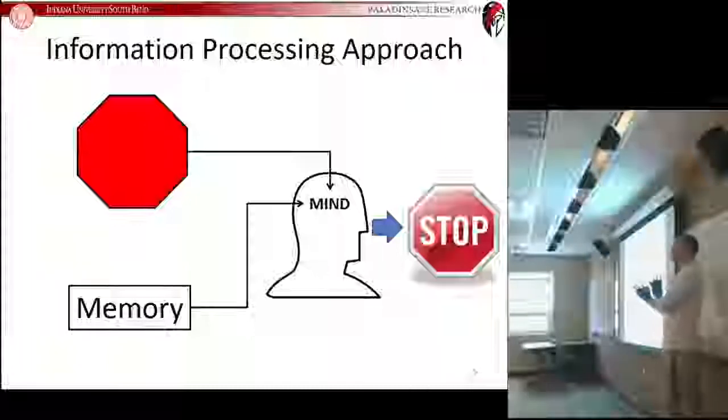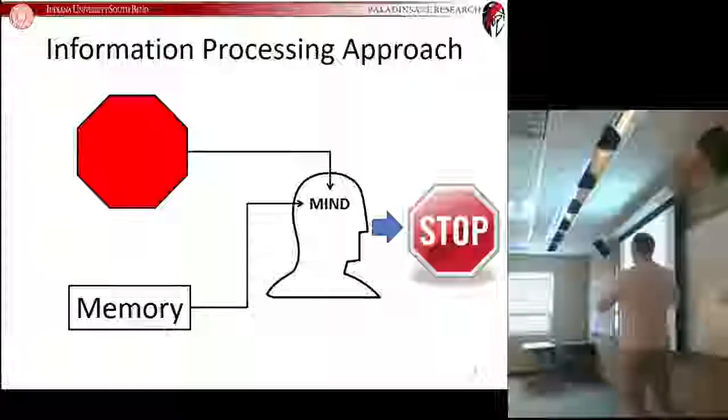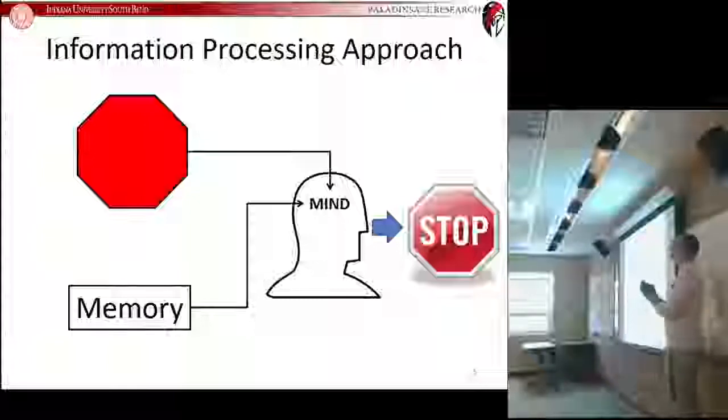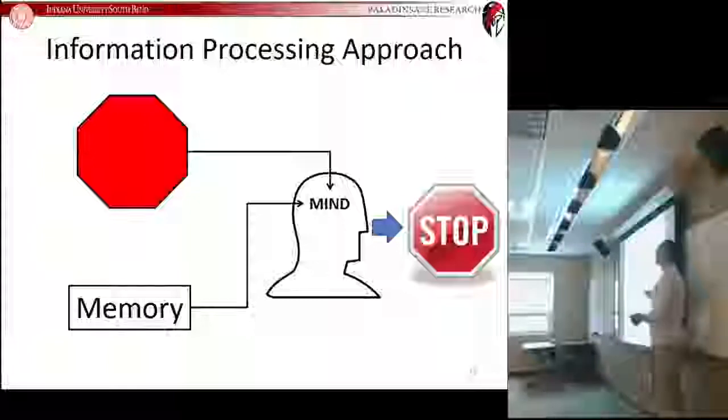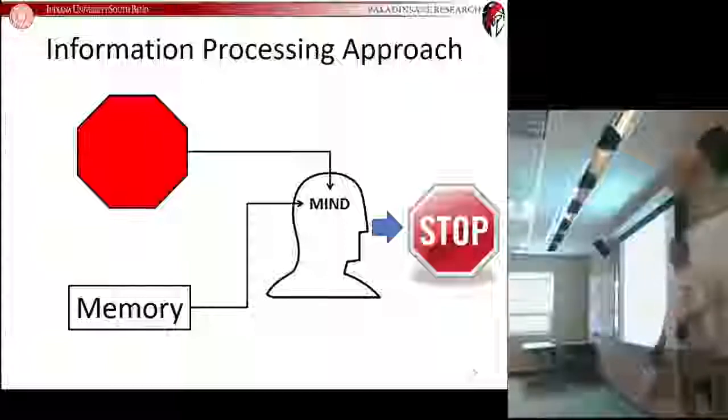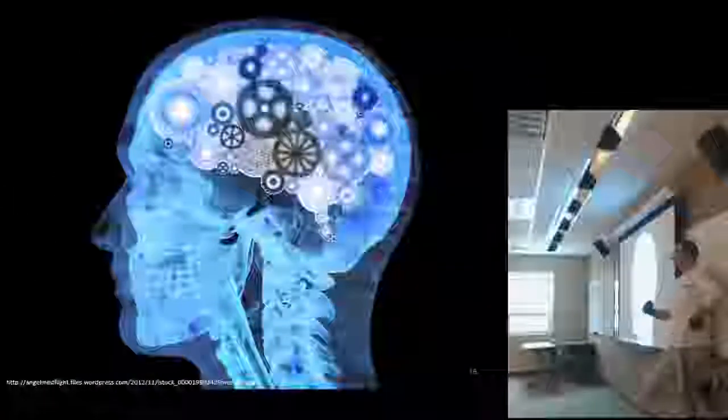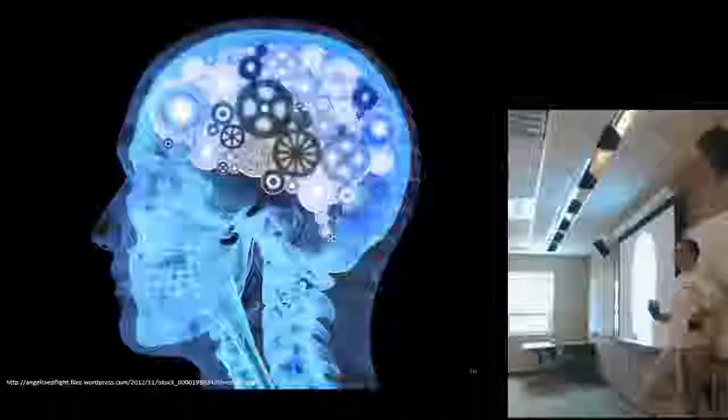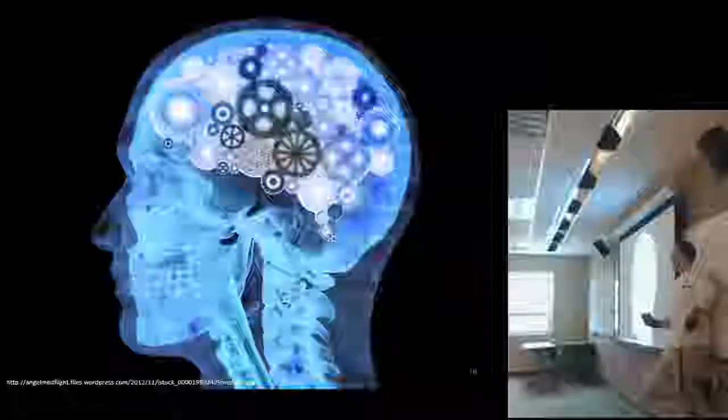So all this information came in, the mind processed it somehow, and then the information came out in a new form, a new cognition, a new representation. So that's the approach that we're going to use to try to understand human cognition and human behavior.